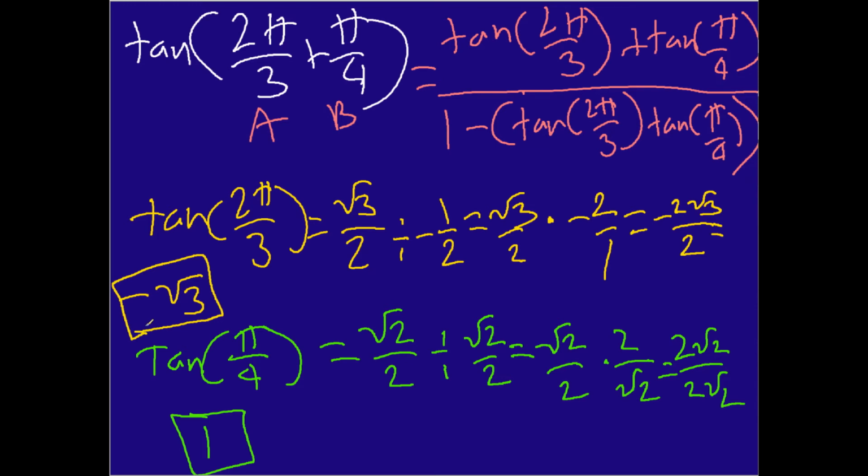So now what we do is this. We take this negative square root of 3 and this 1, and we plug them into this formula right here. And so we'll do that on the next page. So let's move on. So here's what we got now. We got negative square root of 3 plus 1, because this is my tangent for 2 pi over 3, and this is my tangent of pi over 4.